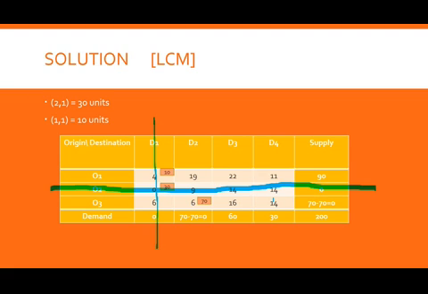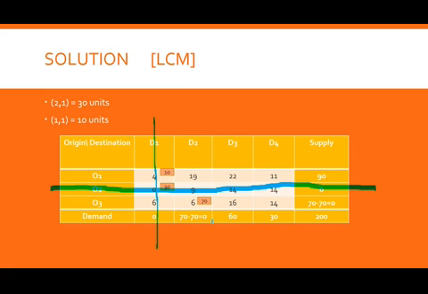So which is the least cost? 6. So when I have the least cost as 6, I need to make an allocation here. How much can you allocate? Supply is 70. Demand is also 70. So you can satisfy 70 here. Right? So supply becomes 70 minus 70 is 0. Demand becomes 70 minus 70 is 0.